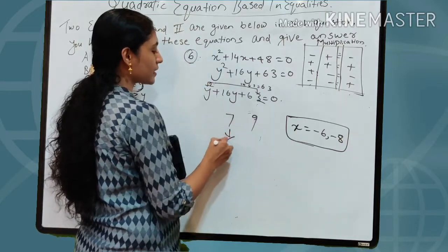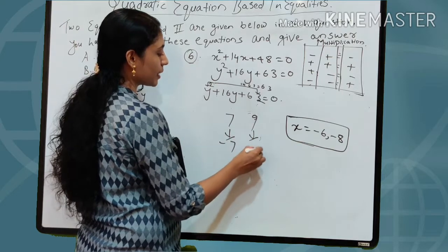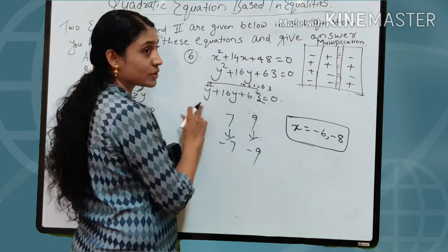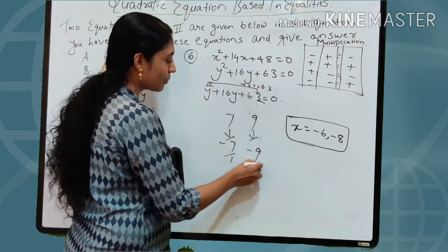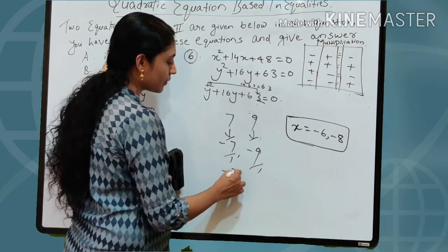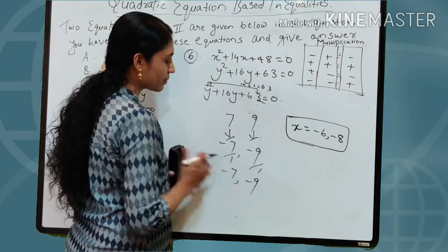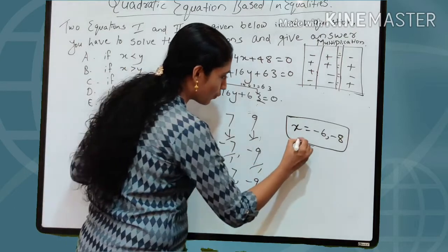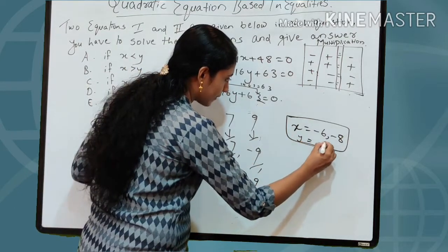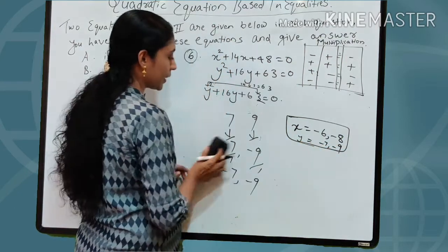Now take the opposite signs. Plus 7 becomes minus 7 and plus 9 becomes minus 9. Dividing it with the y square term, but the y square term is 1, by 1, by 1. So you will get minus 7 by 1 it is minus 7 and minus 9 by 1 it is minus 9. So you got the value of y as minus 7 and minus 9, right?